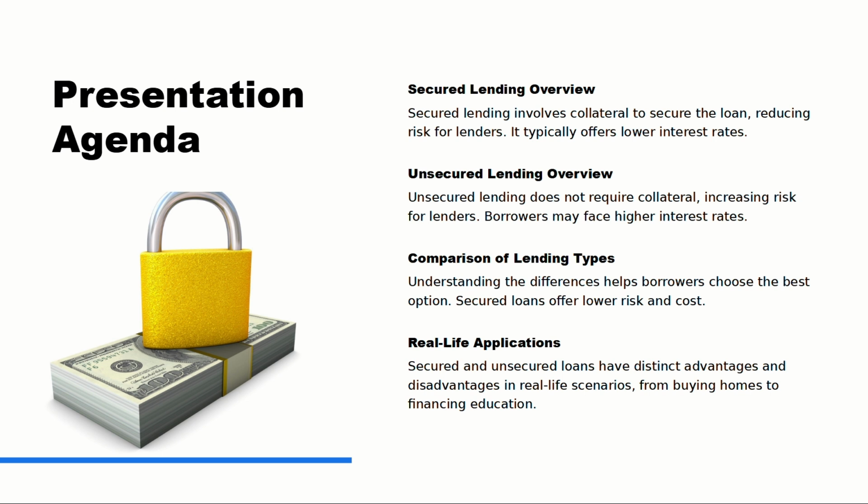Secured lending involves collateral to secure the loan, reducing risk for lenders. It typically offers low interest rates. Unsecured lending overview. Unsecured lending does not require collateral, increasing risk for lenders. Borrowers may face higher interest rates.